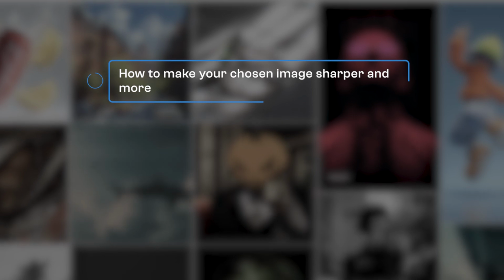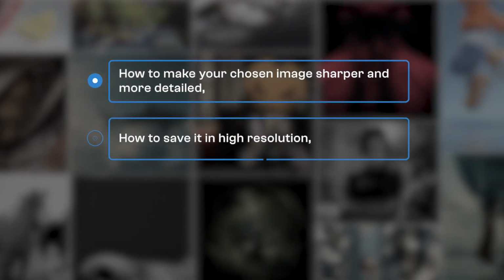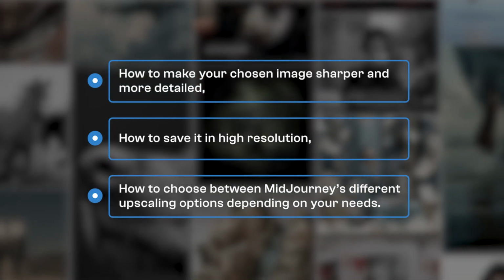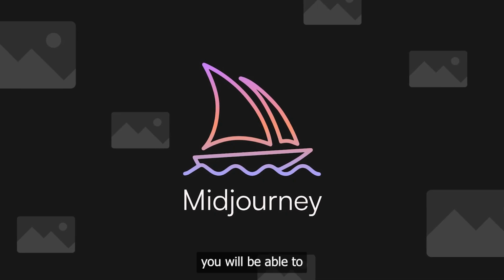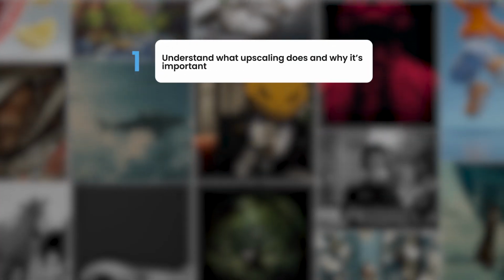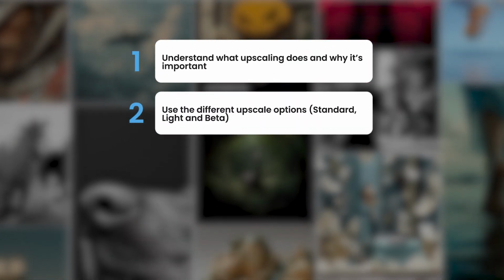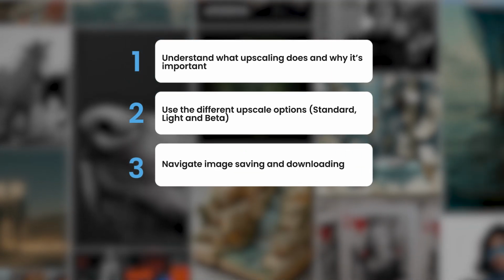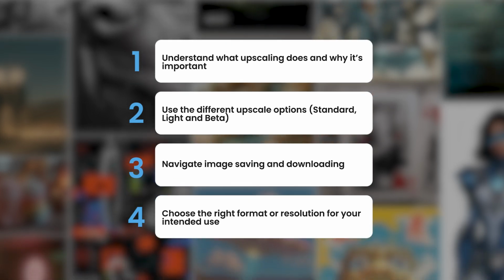You will learn how to make your chosen image sharper and more detailed, how to save it in high resolution, and how to choose between Midjourney's different upscaling options depending on your needs. Objectives of the lecture. By the end of this lecture, you will be able to understand what upscaling does and why it's important. Use the different upscale options, standard, light, and beta. Navigate image saving and downloading. Choose the right format or resolution for your intended use.